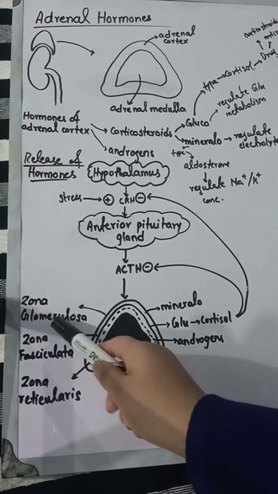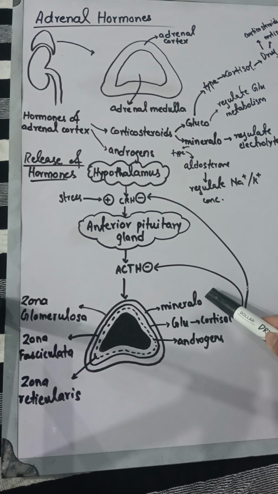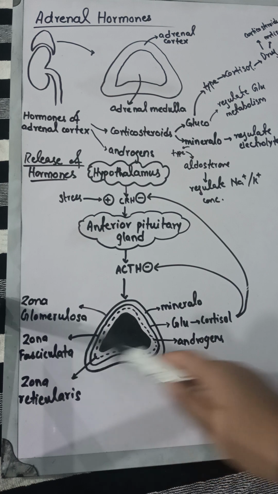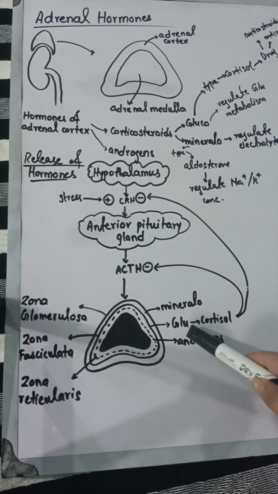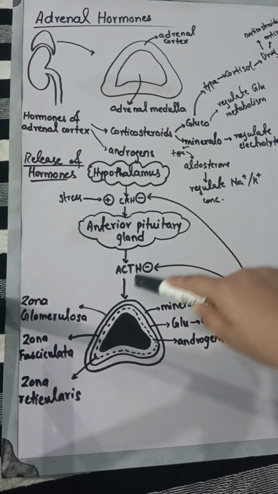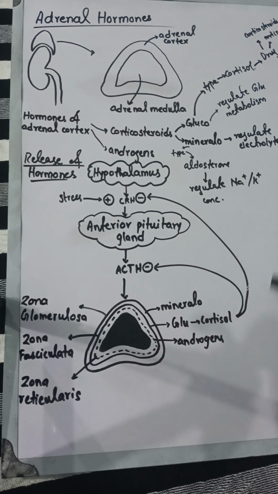If you see, zona glomerulosa is releasing mineralocorticoid, and the type of mineralocorticoid is aldosterone. Zona fasciculata is going to release glucocorticoid, and the type of glucocorticoid is cortisol. So actually cortisol is making a negative feedback. It is going to inhibit this release, and it is also going to inhibit this release. So this is a hormone which is inhibiting its own self.